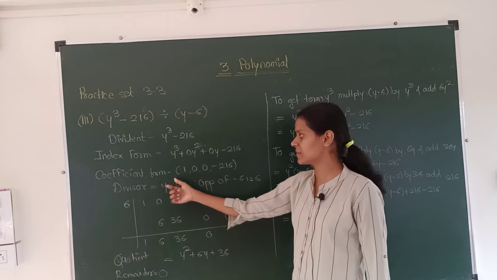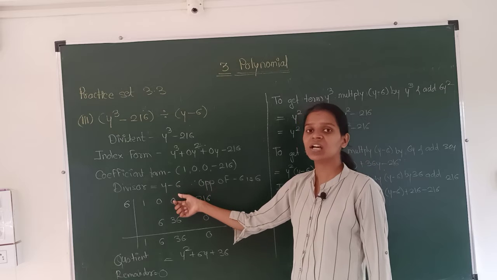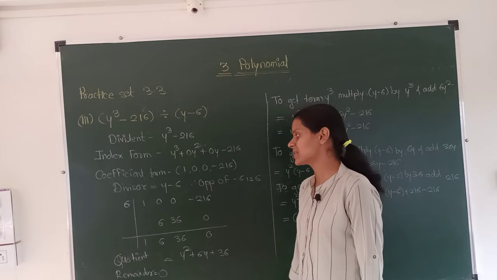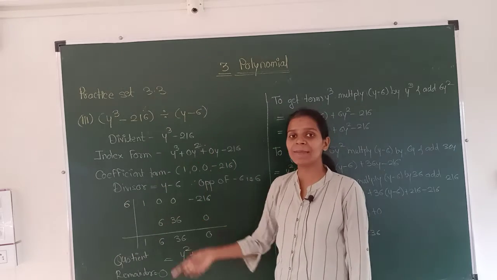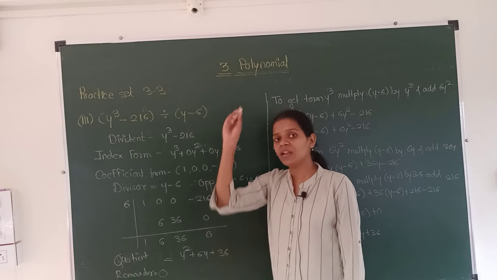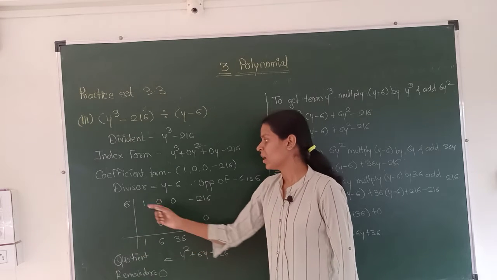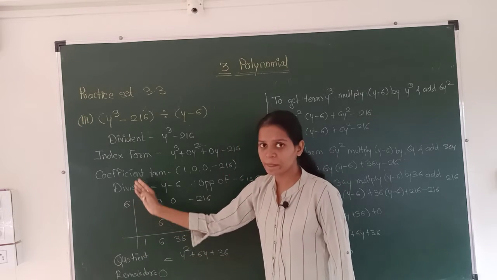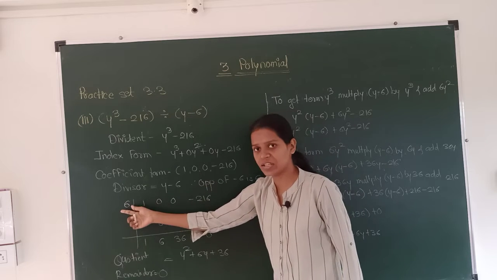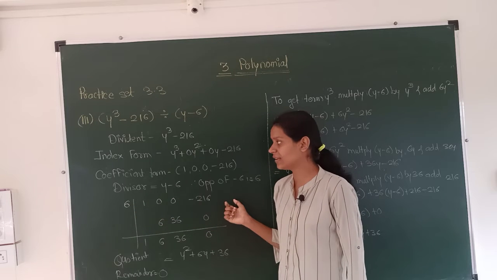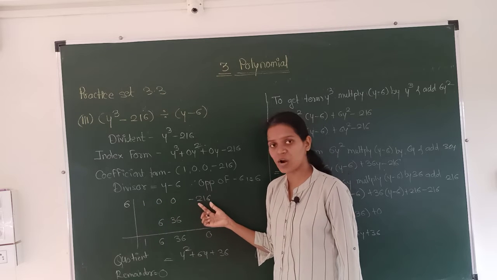Divisor is y minus 6. Here y is the variable, minus 6 is the term in it. So the opposite of minus 6 is plus 6. To solve the given polynomial by the synthetic method of division, we will draw a horizontal and a vertical line first. Above this vertical line, we will write the opposite of minus 6, that is 6. And then in the first row we will write the coefficient form, we will copy it: 1, 0, 0, minus 216.